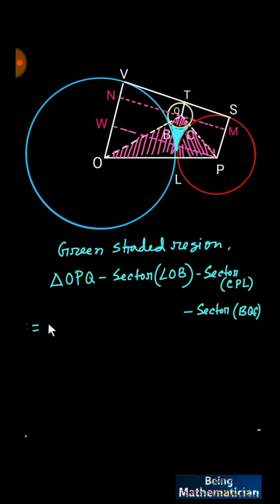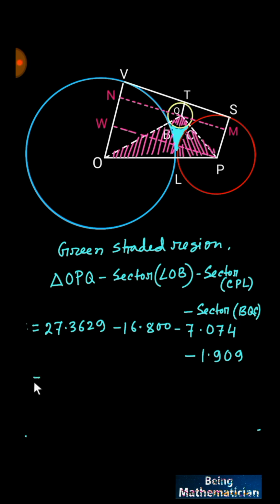Now it is simplified as 27.3629 minus 16.800 minus 7.074 minus 1.909. Now this whole simplification results in 1.5799, which is approximately 1.58 centimeter square. Now note this result.